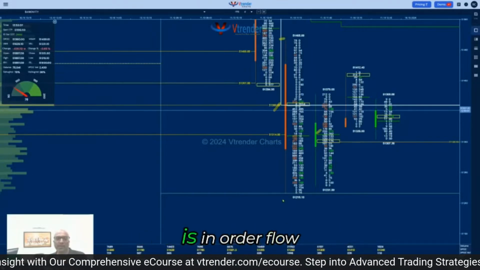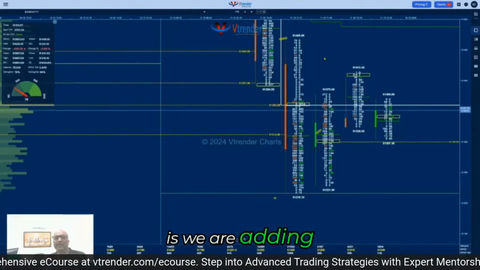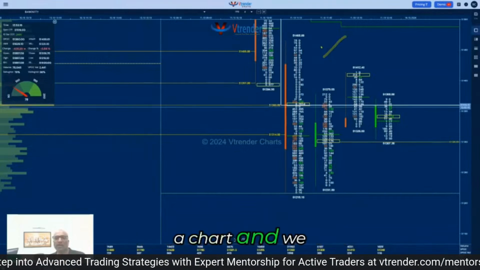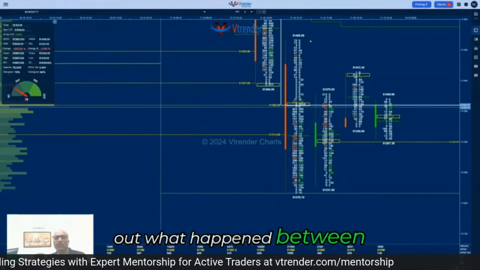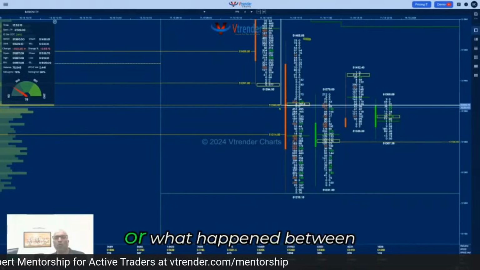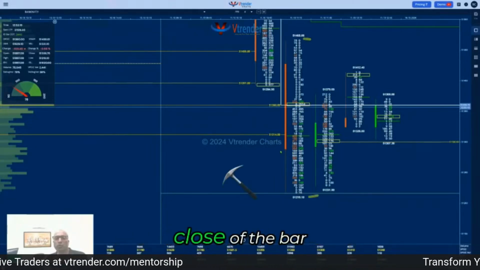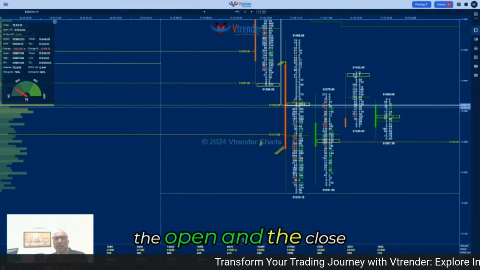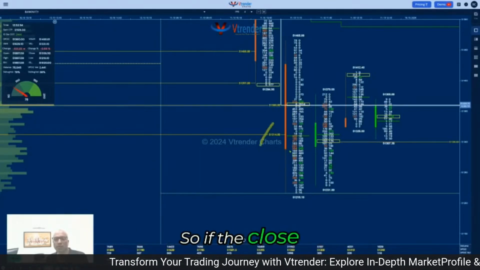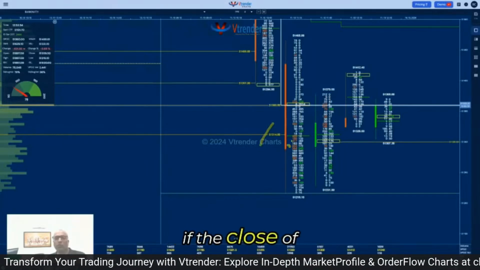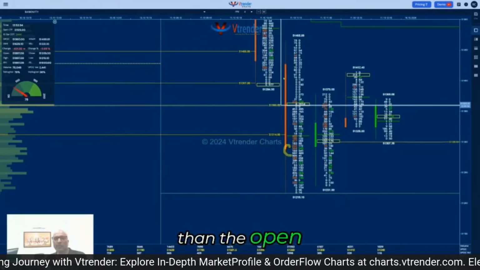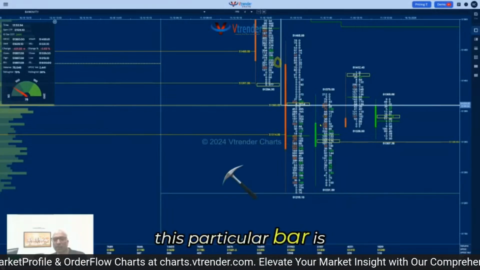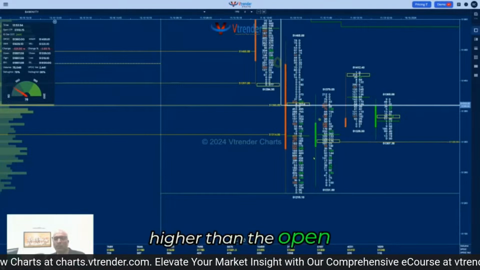So what we are doing in order flow is we are adding data to a chart. We are adding information to a chart, and we are trying to find out what happened between the high and the low of the bar, or what happened between the open and the close of the bar, right? Now, the color of this candle is dependent on the open and the close, right? So if the close of the bar, this is the close. If the close of the bar is lower than the open, the color of the candle is red.